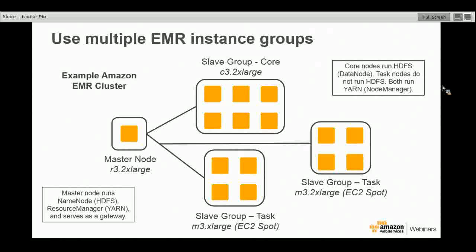And those also make it perfect for Spot nodes, because if you lose a Spot node, you're not disrupting HDFS, and Hadoop will rerun the task running on that node on a different one. So we see this cluster topology very often. You run on-demand nodes for your slave group core, and then for your slave group tasks, you can bid on capacity in an opportunistic way to complete your jobs faster at a lower price.